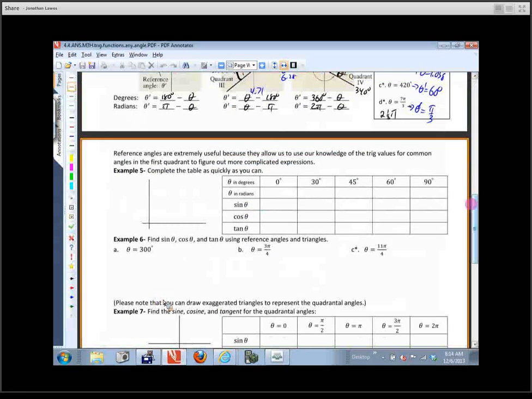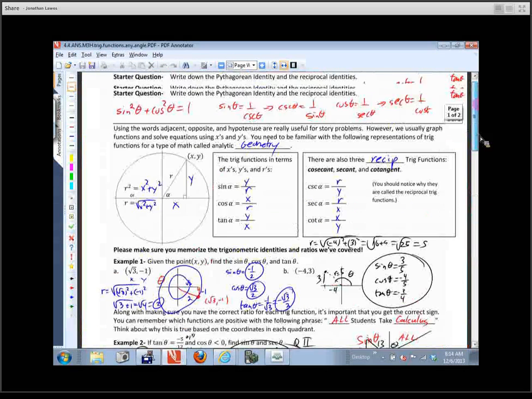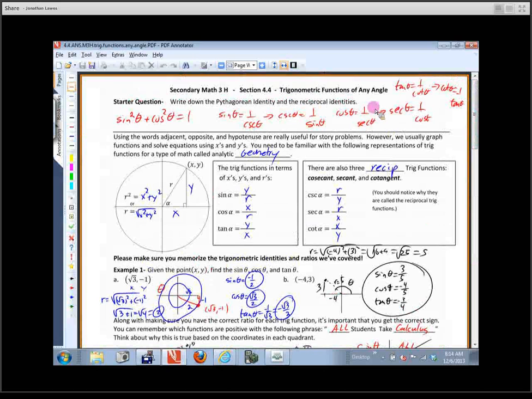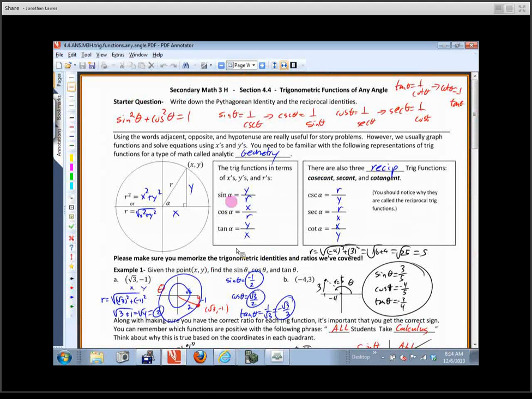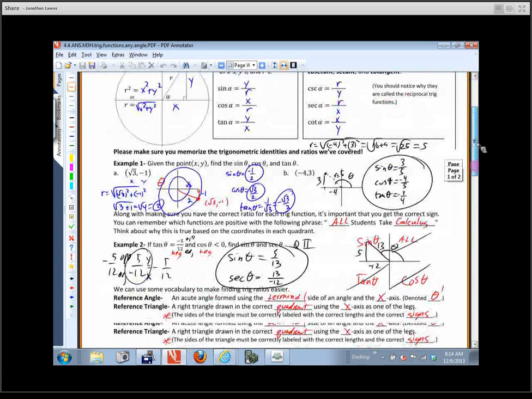Okay, let's pick up where we left off. Yesterday we were talking about trig functions of any angle. That's where we came up with the definitions for sine, cosine, and tangent, and their reciprocals in terms of any point on the unit circle, x and y. If you know the x-coordinate and the y-coordinate, you can figure out what the radius would be on a big circle that would include that particular point. And we went through and did a bunch of problems.